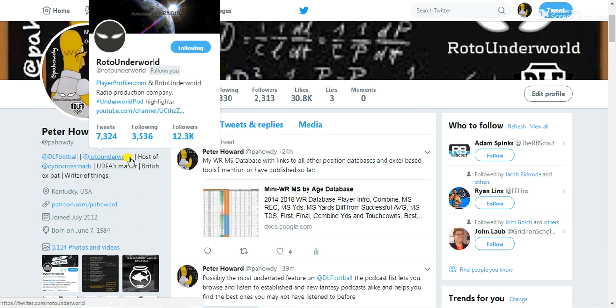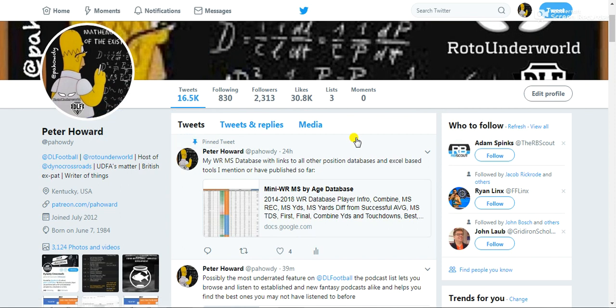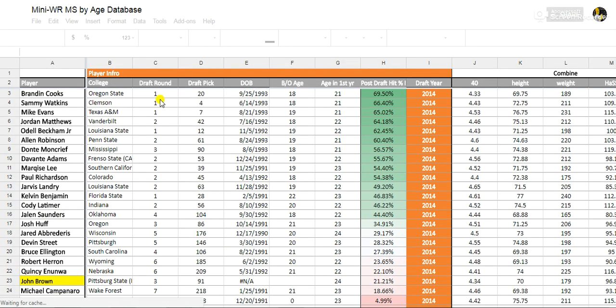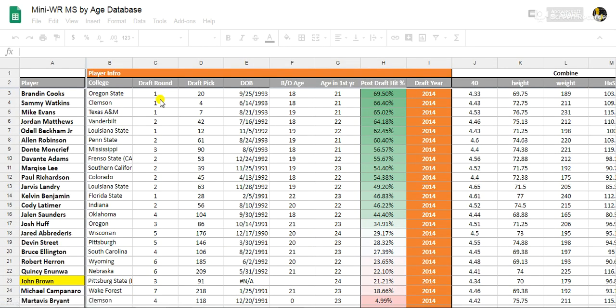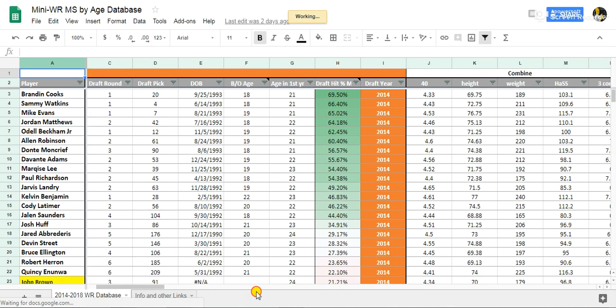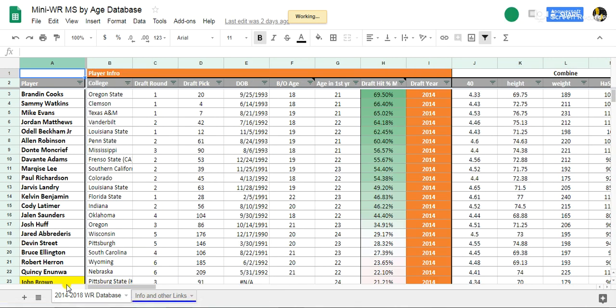Now, I don't have a website or anything right now. I guess I should fix that. But what I've done is I've pinned this tweet to the top of my Twitter profile, and if you click on the link, it takes you right to my wide receiver database, which has college market share as well as NFL landmarks for those players, for all rookies from 2014 to 2017, this year's class, that I have in my database, if you're interested in exploring that at all.